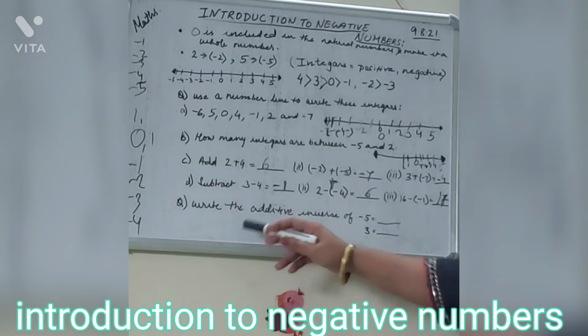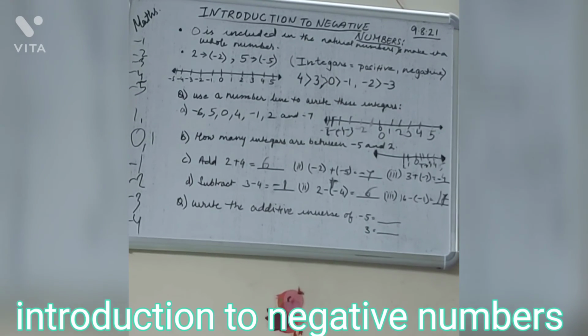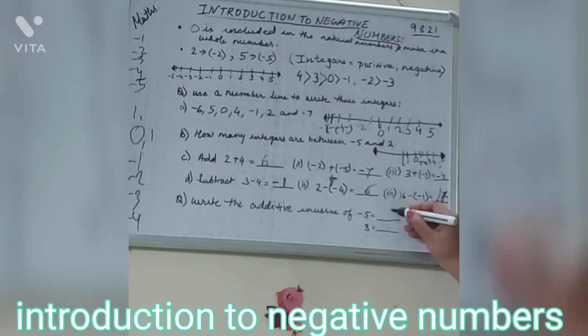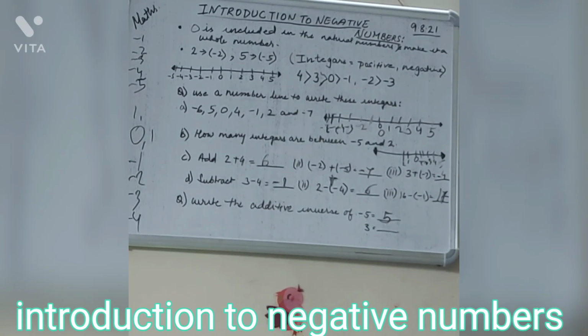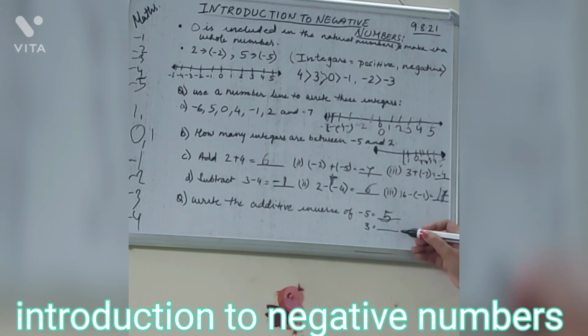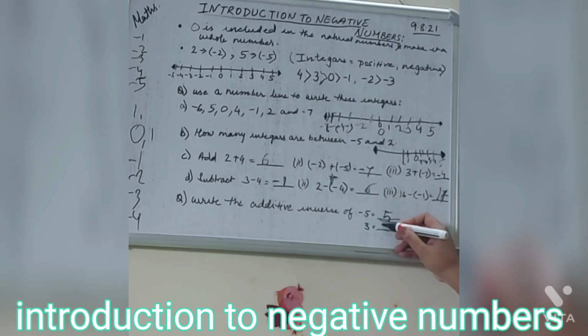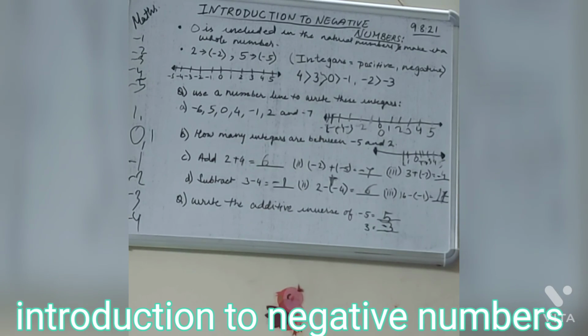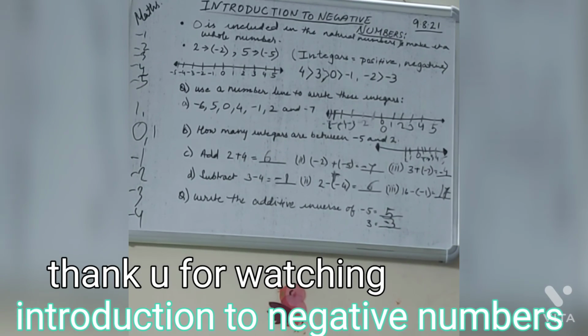Okay? Write the additive inverse of -5. Additive inverse means just the opposite. So for -5, the additive inverse will be 5. And for 3, the additive inverse will be -3. So we deal with negative numbers in this way.